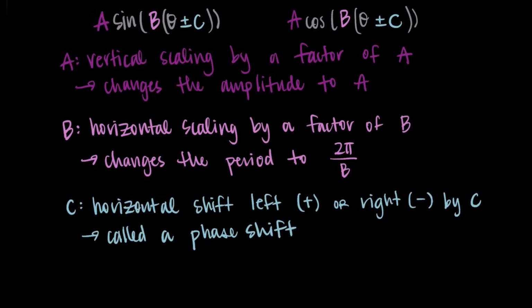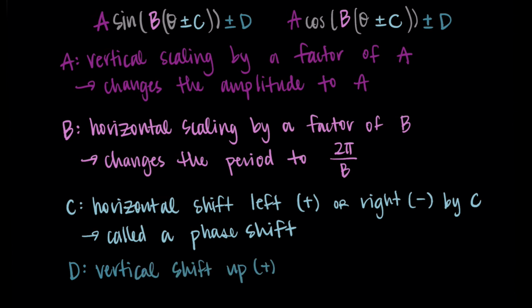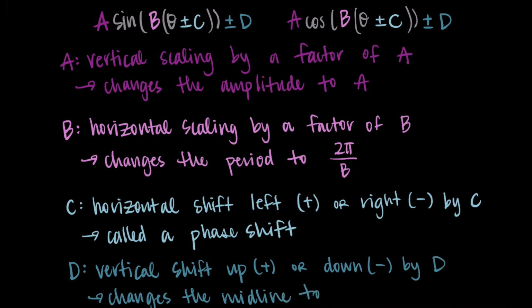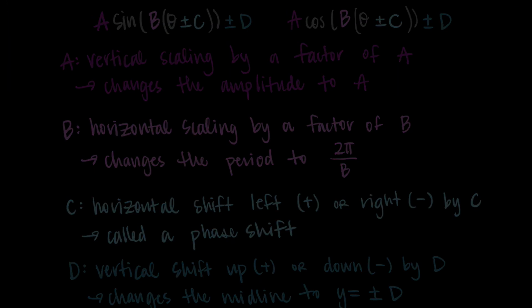All right, then our last transformation is on the outside. It was applied to the output, so we have plus or minus d. So because it's applied to the output, this is going to be a vertical shift, either up or down. Up would be the plus d, and down would be the minus d. And what this is going to do is it's going to change the midline to y equals either positive d or negative d. So normally the midline is y equals 0, and because we're shifting the graph up or down, that's going to also shift the midline. Let's look at what it looks like.